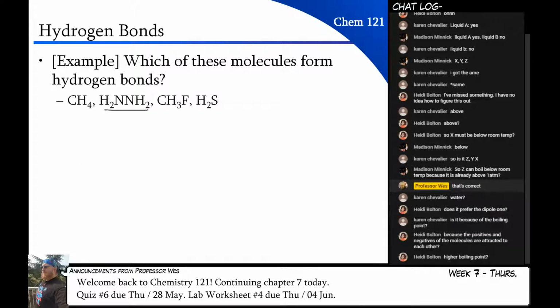But go on to this molecule, draw its Lewis structure, draw a second copy of it. Can you find a way to make them hydrogen bond with each other? If you can, hydrogen bonding occurs. Do the same thing with this one and this one. Okay? I'll give you a few minutes to try that. We'll go over the answers after that.